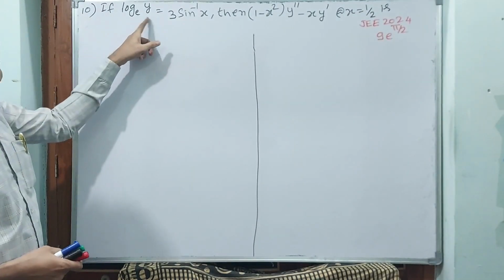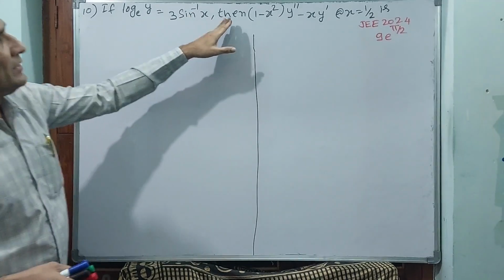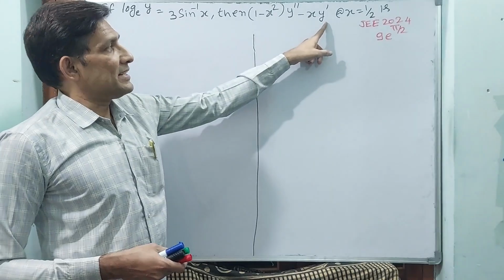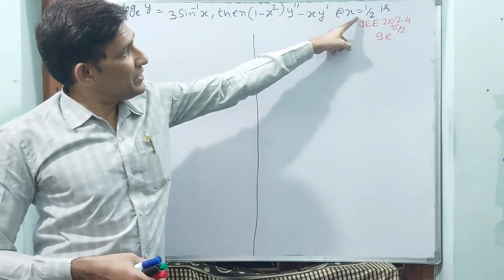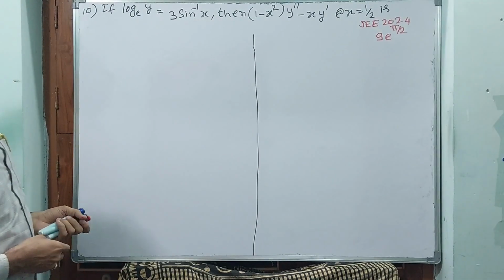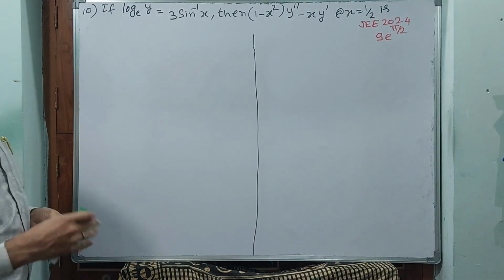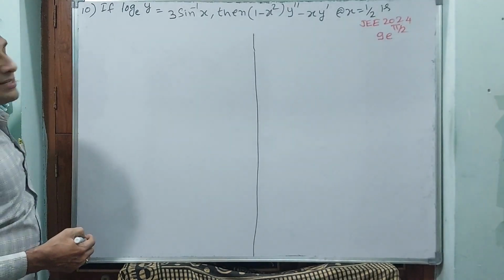Log y to the base e is equal to 3 into sin inverse x. Then what is the value of (1 minus x square) into y double dash minus x into y dash at x is equal to 1 by 2? First you have to find this and substitute x as 1 by 2. A little bit tricky question, not tricky I can say, but the possibility of making a mistake is much.